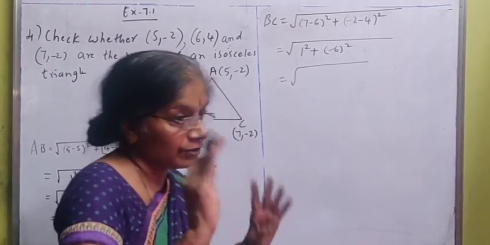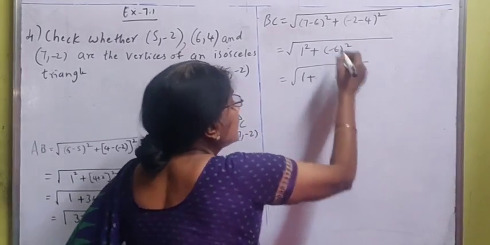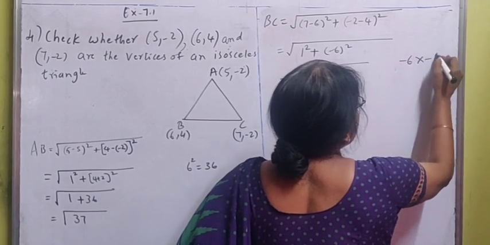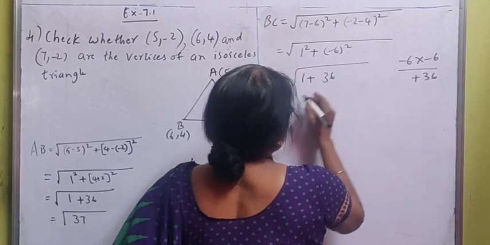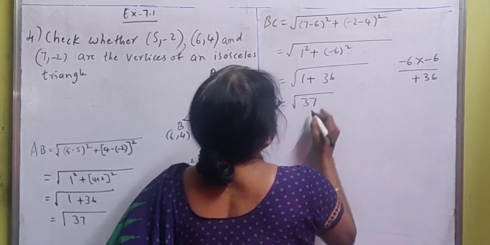1 square is how much? 1. Minus 6 squared means what? Minus 6 into minus 6. Minus into minus is plus, 6 sixes are 36. So 1 plus 36 is equal to root 37.